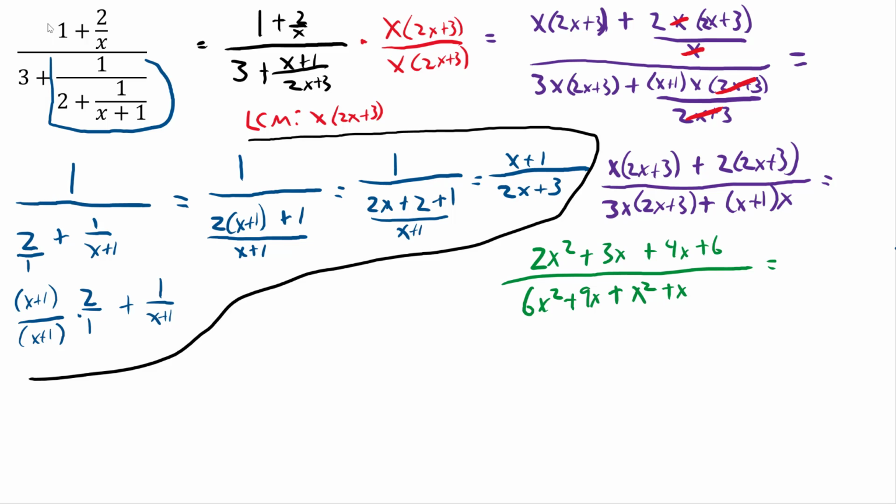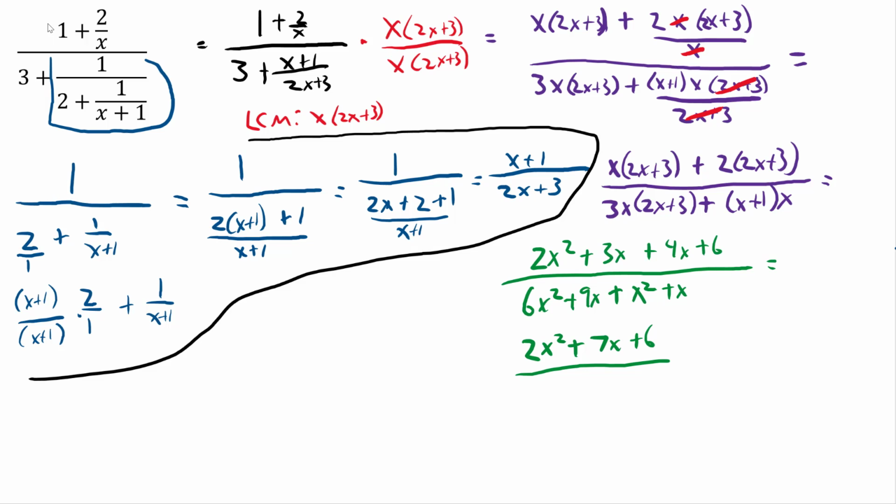So now we're just going to combine like terms. So on top we have 2x squared plus, there's no other x squareds in there, so now we just add the x's. We have 3 plus 4, this should give us 7x plus 6.